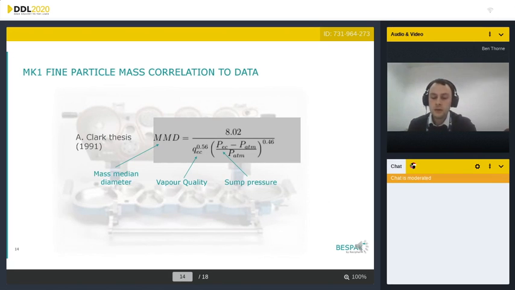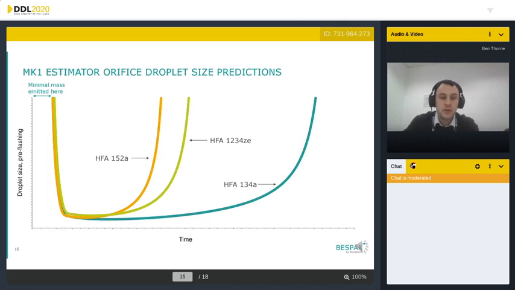So from the calculated sump and vapor fraction, we obtain the mass median diameter of droplets immediately post-actuator, so before any flashing has occurred, using Clark's equation here. And he obtained the constant and the power shown here from an experimental study of his own back in 1991, in fact. So these are the results we get out.